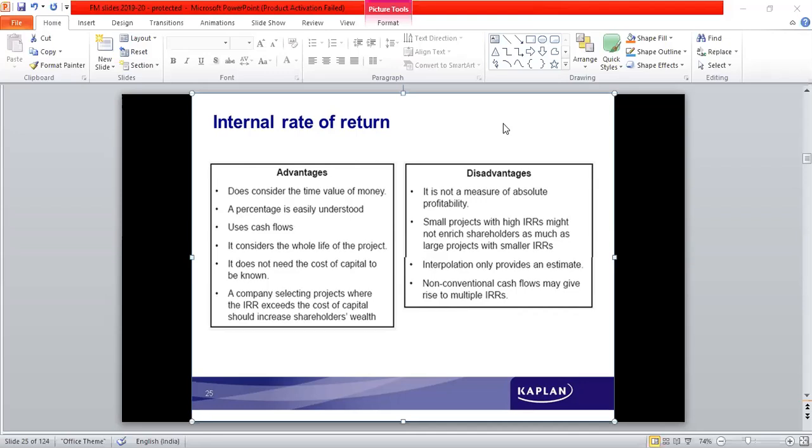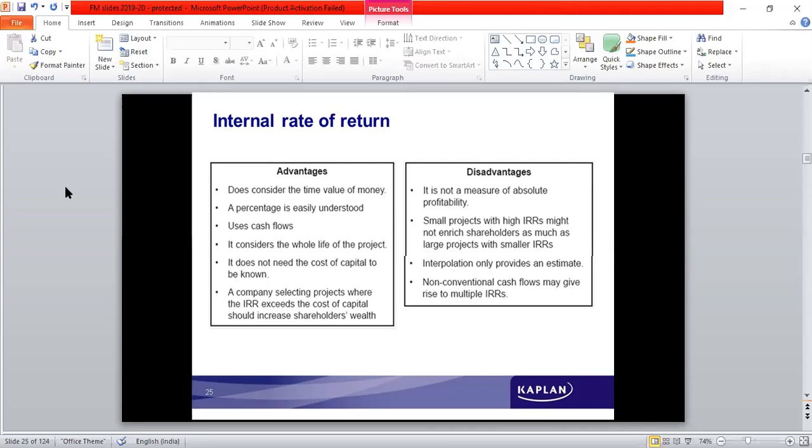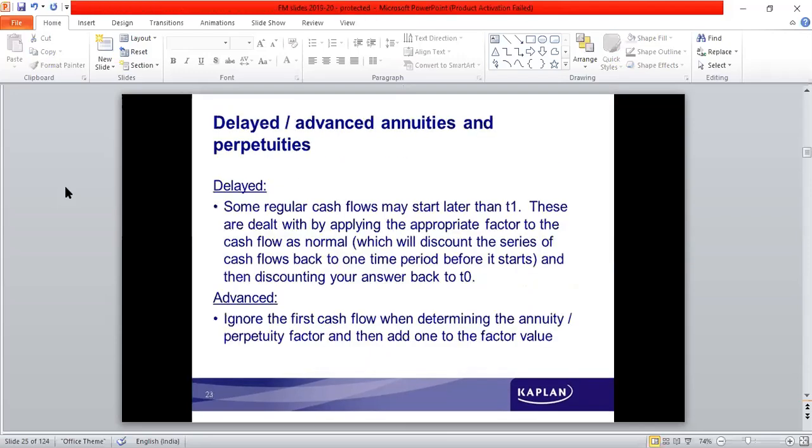It is easy to understand whether there is a positive figure or a negative figure, but it is difficult to use it for comparison. The higher the amount of investment, the higher would be NPV. The lower the amount of investment, the lower would be NPV. So we cannot use them for comparison. NPV is not useful for comparison. Some other advantages and disadvantages we'll discuss.